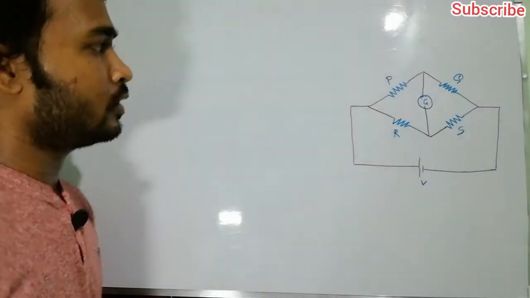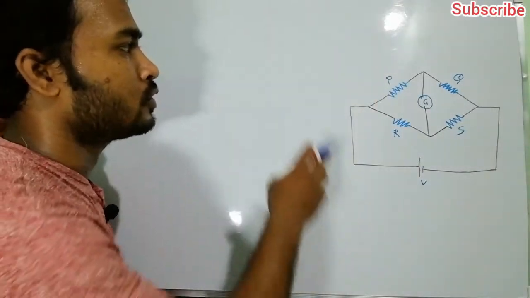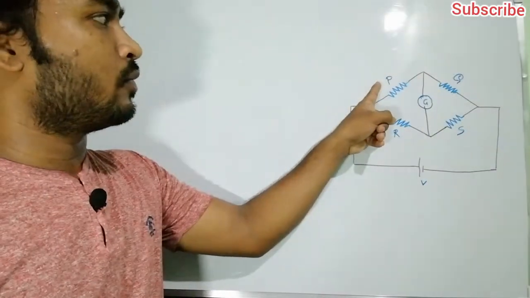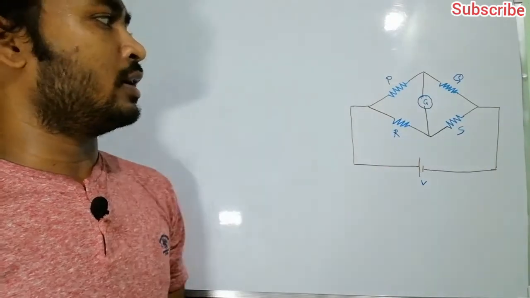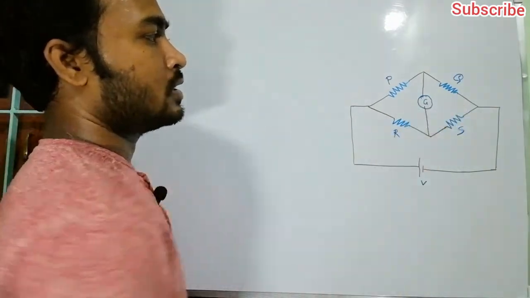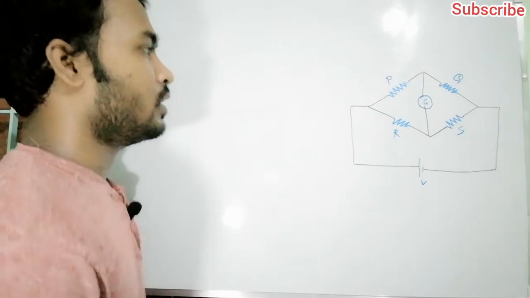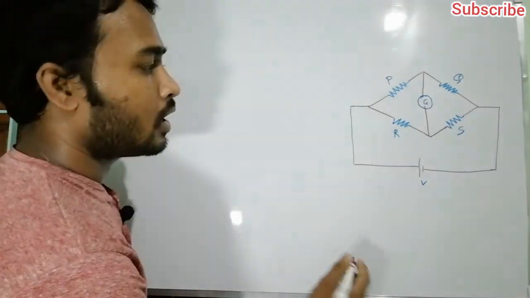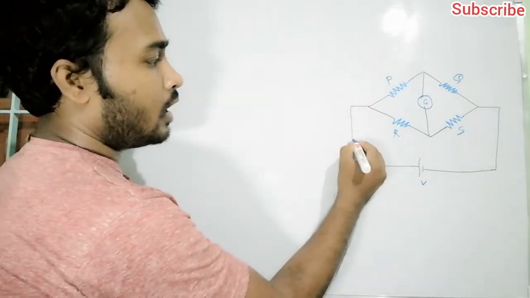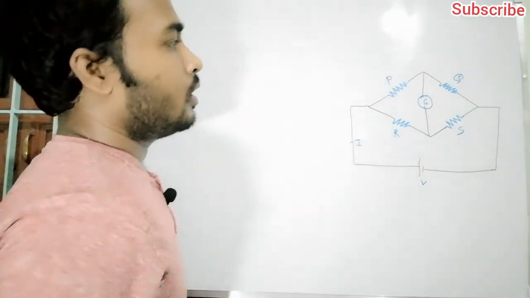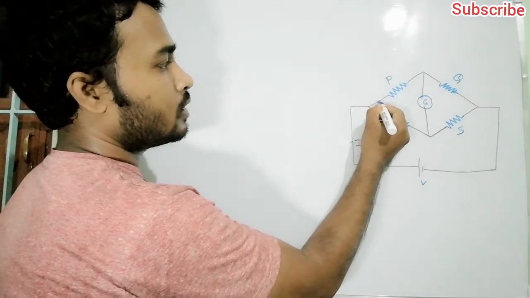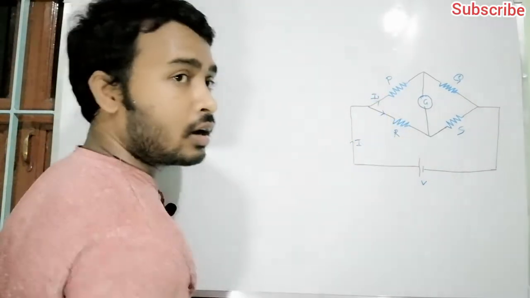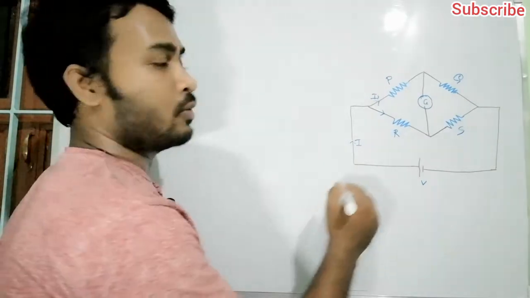So I have drawn the circuit of a Wheatstone bridge in which the four branches have resistances P, Q, R and S, and here a galvanometer of resistance G. At first I am going to take the current components in different branches. Let the current from the cell be I, and along the resistance P the current is I1. So along R the current is I minus I1.